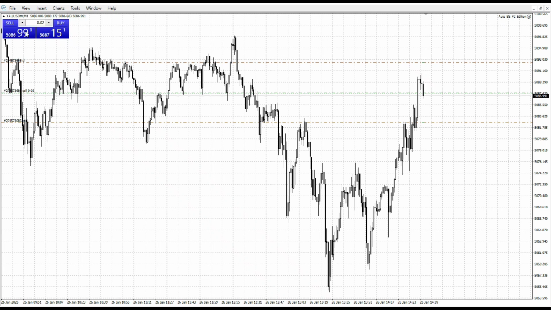Now let's see partial close in action. As the price moves toward the take profit, you can see that a portion of the position is automatically closed once it hits the trigger level. The remaining trade continues toward the target, letting you lock in profits without lifting a finger.